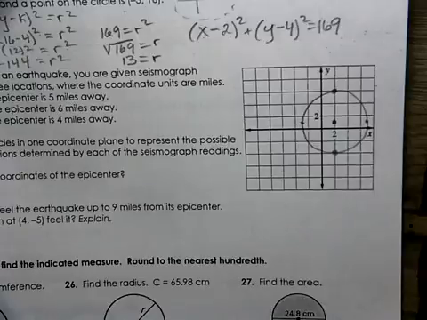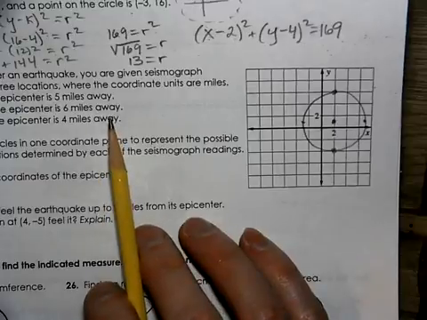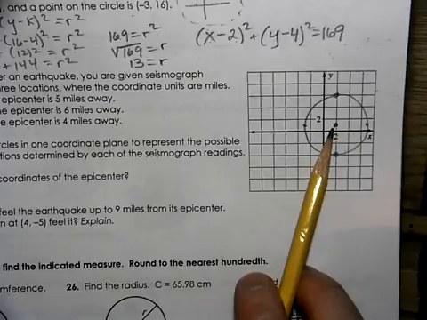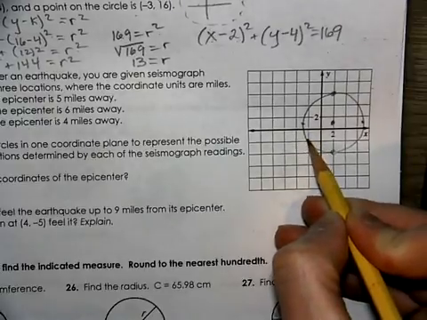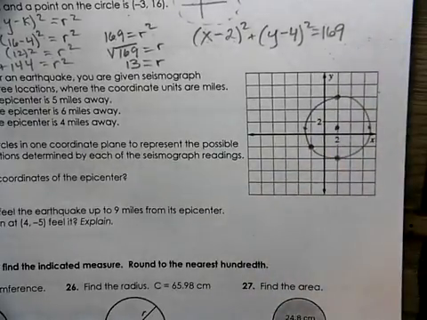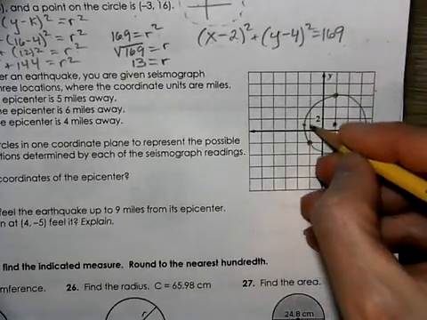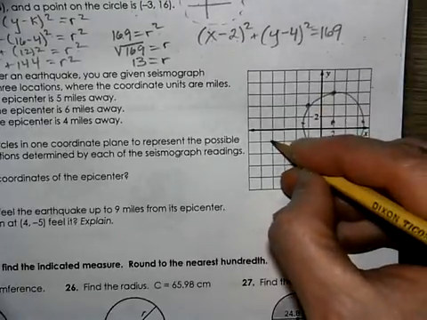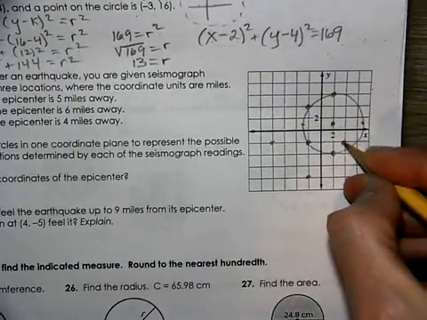So there's our circle. That means that this seismograph calculated that there was an earthquake within 5 miles of this station. Now we have another station at negative 2, negative 2, and it reads that there is an earthquake that is up to 6 miles away. So 2, 4, 6.